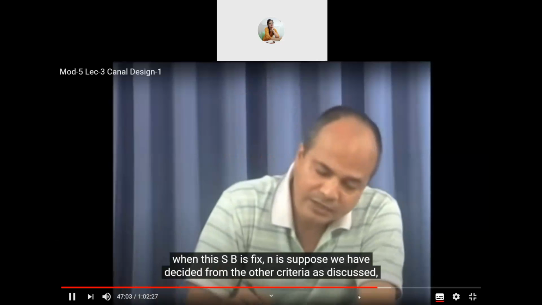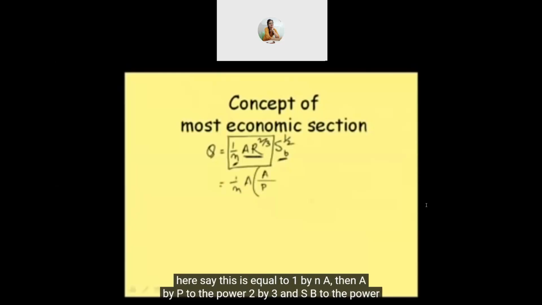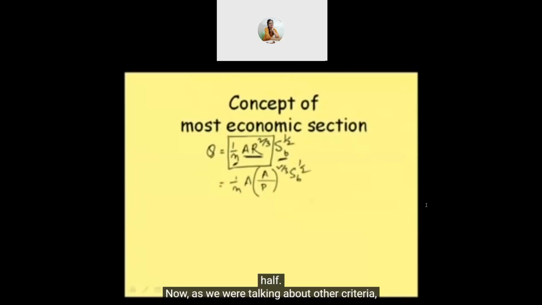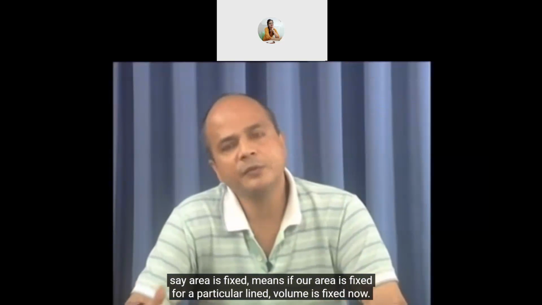Now when S is fixed, and n is decided from other criteria as discussed, then our target is to maximize this A R to the power 2 by 3. Or now we can write from here, this is equal to 1 by n A, then A by P to the power 2 by 3, and S to the power half. Now, as we were talking about other criteria, say area is fixed, means for a particular length, volume is fixed.